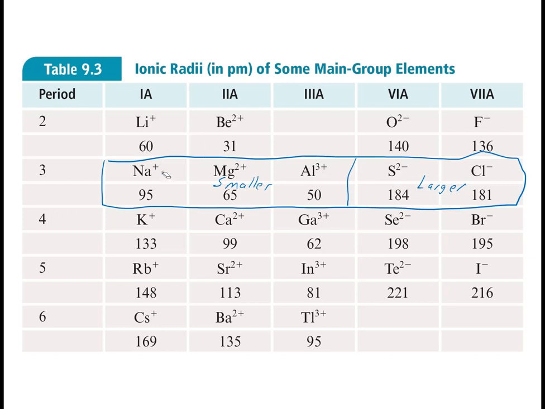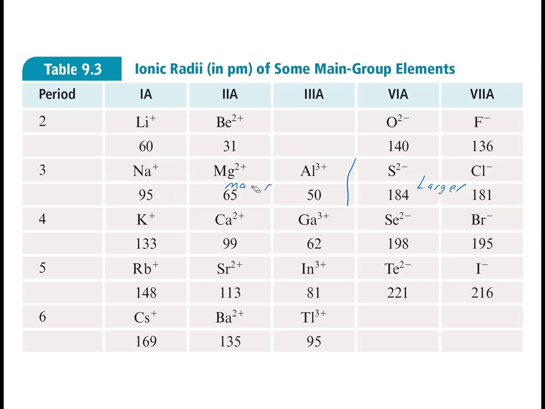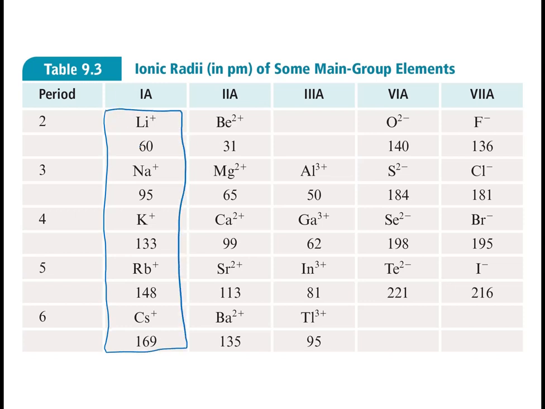And the other trend is, like I said, the regular trend. So if I go down a column, so let's pick 1A. As I go down the column, what happens? This is from the chapter 8 trend, that as I go down a column, it gets bigger. So it goes from 60 to 95 to 133 to 148 to 169. So as I go down a column, it still gets larger.